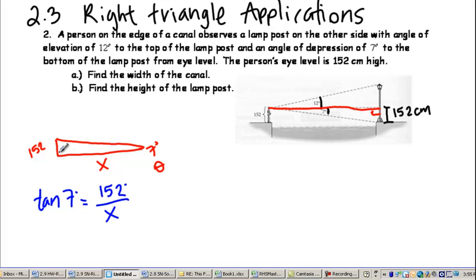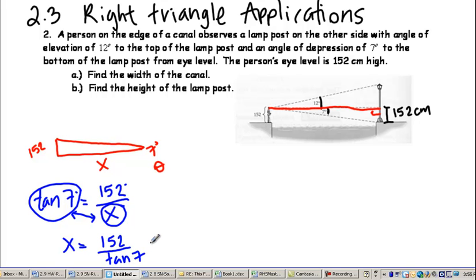over x. Now I showed a bunch of y'all this today, but whenever you're dividing by a variable, you can just switch what it's equal to. So you get x equals 152 divided by tangent of 7. Okay? Now, get my calculator out, make sure your mode is in degrees, and do 152 divided by tangent of 7.